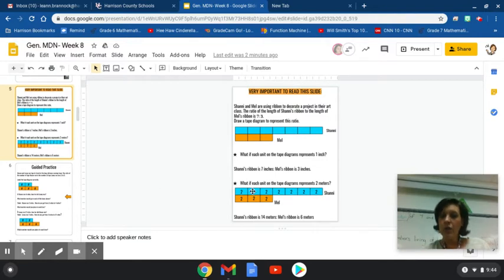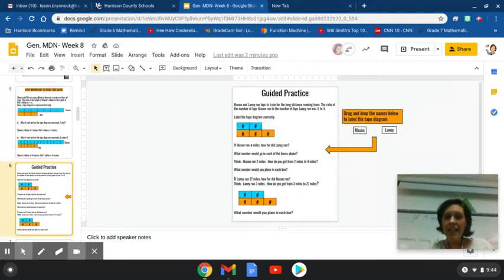So that'd be 2, 4, 6, 8, 10, 12, 14. So Shawnee has 14 meters. Mel would be 2, 4, 6. So Mel's ribbon is 6 meters. That makes sense, doesn't it? You put 2 in every box and you just count by 2s. There's a quicker way. Maybe you could think of a quicker way. If so, comment below. The next question, Mason and Laney ran laps to train for the long distance running team.